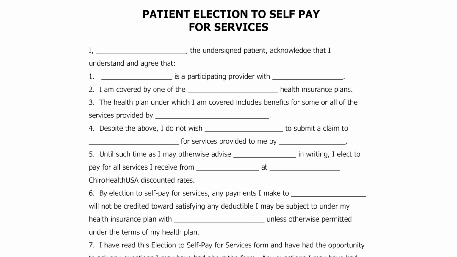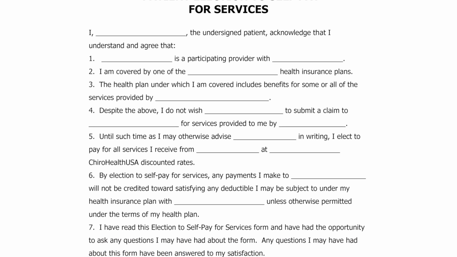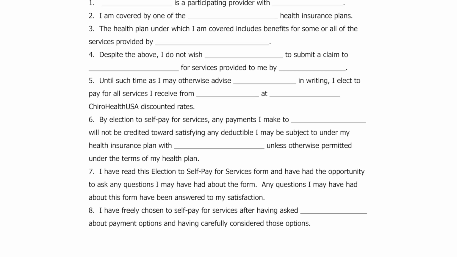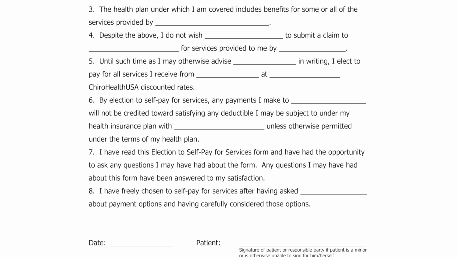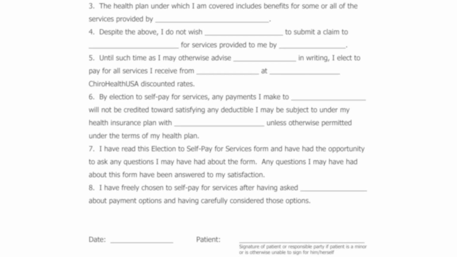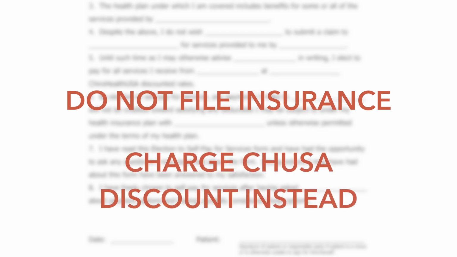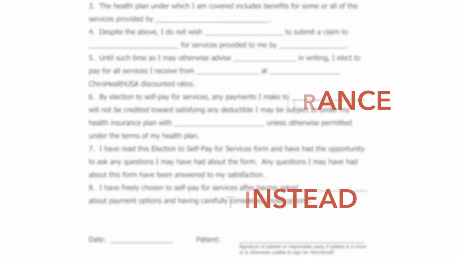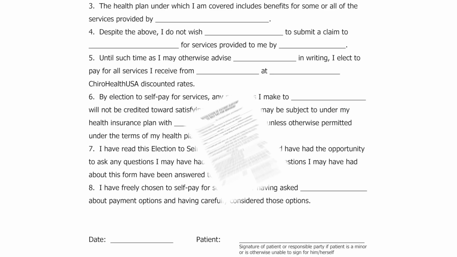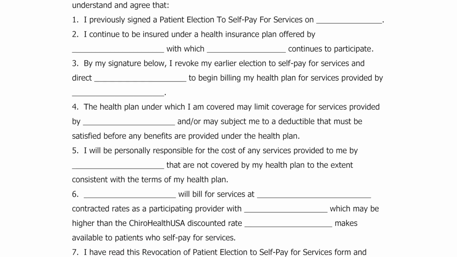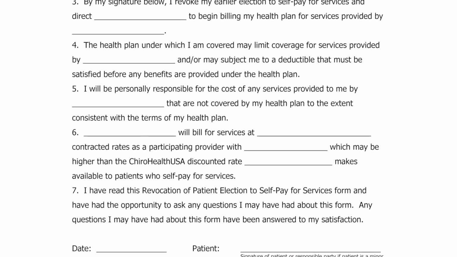You may be asked by the insurance carrier why insurance was not filed for that patient, and you have this document on file to cover your tail with them and show them that the patient opted out. Remember, if the patient opts out, you do not file the insurance for the patient. They join ChiroHealthUSA and you offer the ChiroHealthUSA rate to them instead of filing their insurance. Remember, the patient can opt back into filing their insurance at any time with the revocation of election to self-pay form.